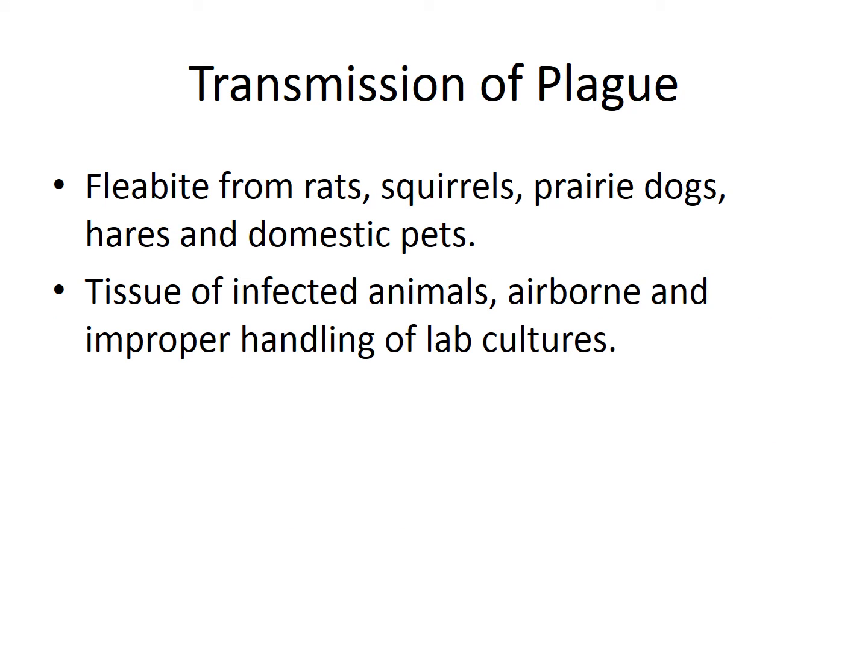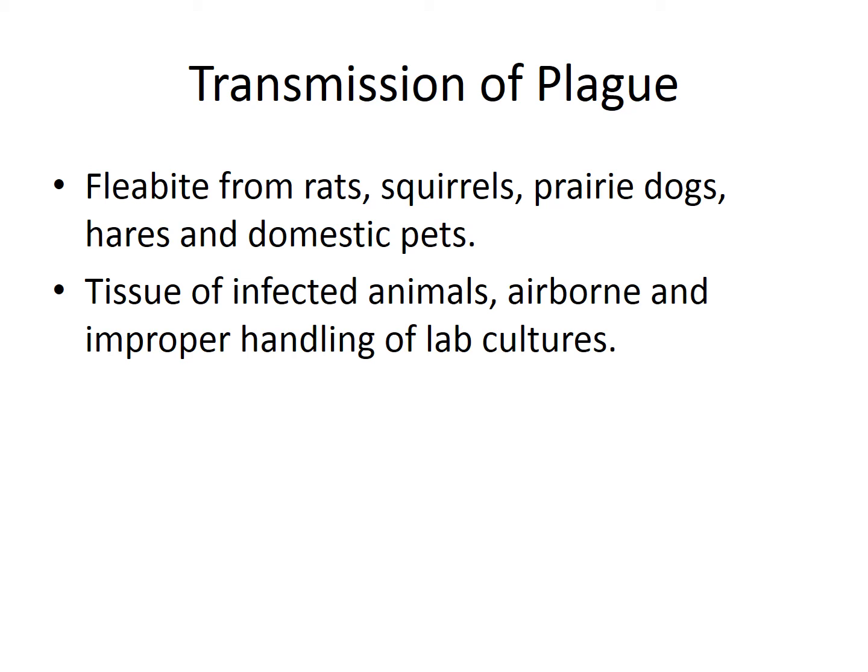The transmission of the plague is going to be a flea bite from usually rats, squirrels, prairie dogs, hares, and it can also be a domestic animal. So once again, this is just a flea that has been on one of these animals that is carrying the plague. The tissue of an infected animal, you can be contaminated from.